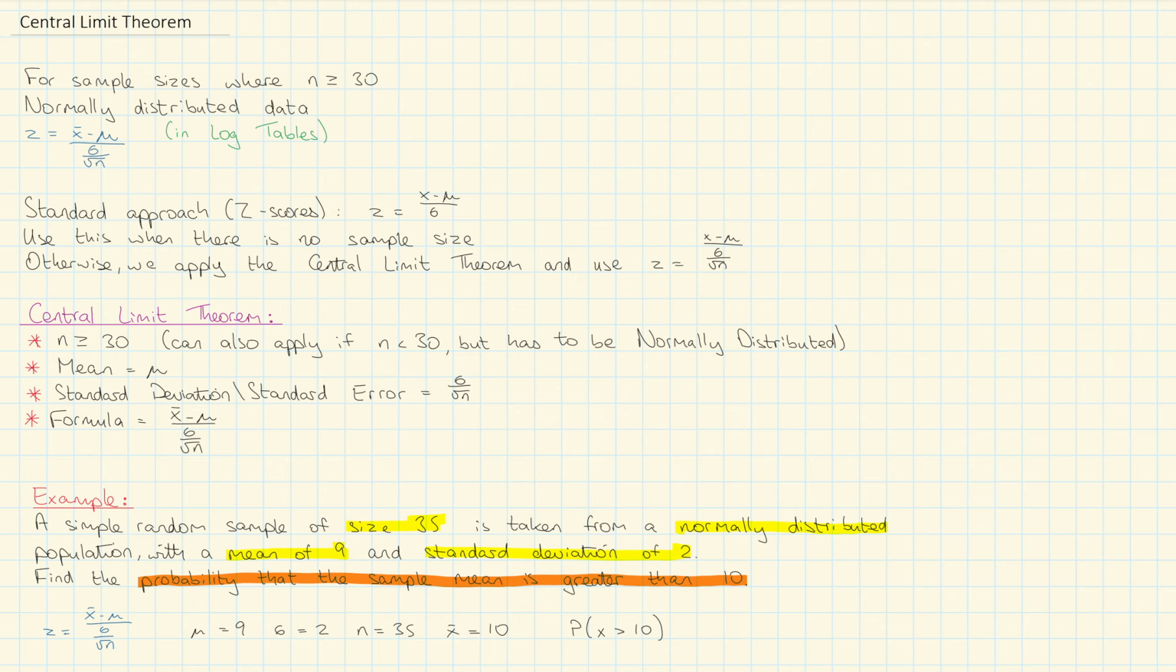So the key here for us is once we see a mention of sample size, we know we're dealing with central limit theorem. Obviously as well, the data has to be normally distributed. Your formula is in your log tables, nothing to memorize. And then we just start off to find a z-score and then log tables as usual. And pretty much that's the question. So that's us done.